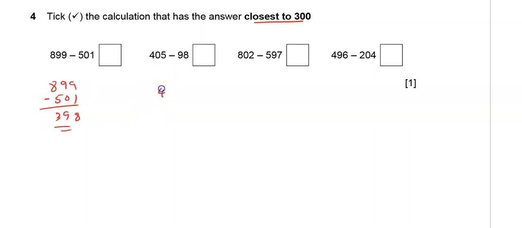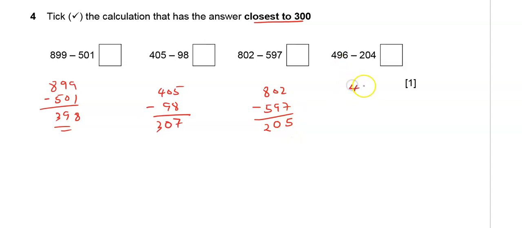Let's do this one. 405 minus 98. We borrow 1, 15 minus 8 is 7, 9 minus 9 is 0, and we have 3 there. 802, take away 597, because we borrow 1, we have 12, 12 minus 7 gives us 5, 9 minus 9 is 0, and 7 minus 5 gives us 2.